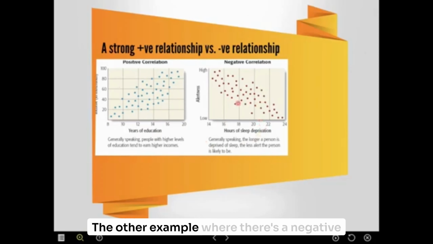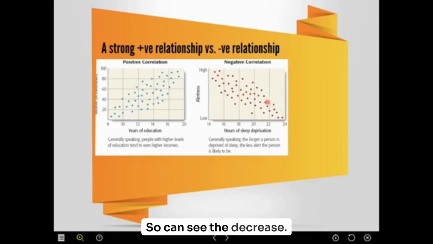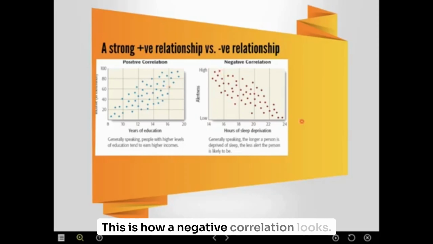The other example, where there's a negative correlation, has on the x-axis the hours of sleep you are deprived of, how little you sleep, versus how alert you are during the daytime. If you sleep more, then you're more active. As the number of hours you're deprived of sleep increases, the less active you are the following day. So you can see the decrease. This is how a positive correlation looks, and this is how a negative correlation goes.